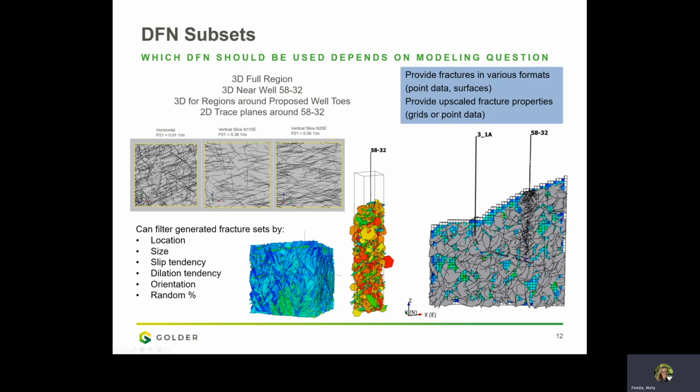And then for continuum models, you might not want the actual discrete fractures, but you might want the region's upscaled properties. So we can give you things like porosity and directional permeability that you can feed into your models. Once we take the DFN and upscale it into some kind of a grid, the resolution that we would upscale to would depend on your modeling needs.